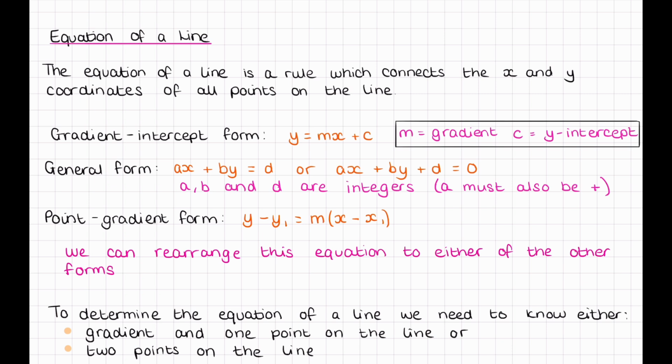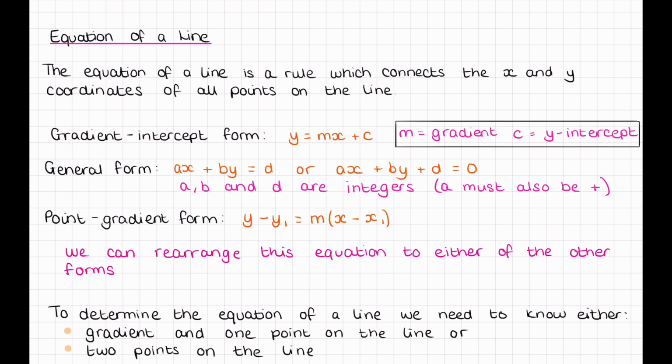The second form is the general form, which is ax plus by equals d, or ax plus by plus d equals 0. This can depend on which textbook you're using and how you look at it. The IB uses the second version with the equals 0. In their formula booklet, that is the one that is utilised.